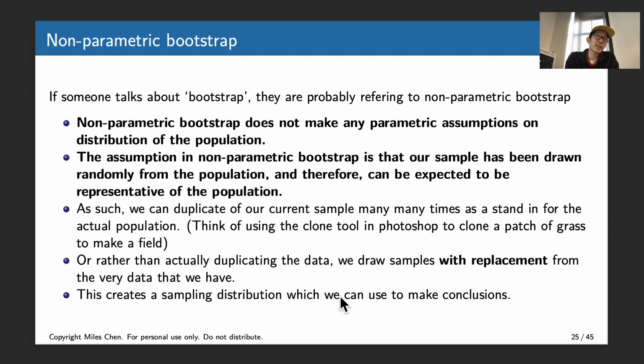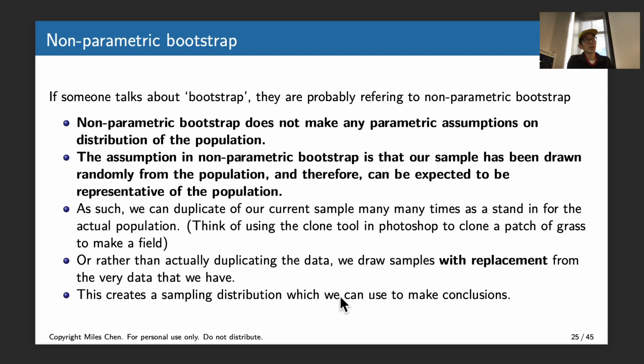You're saying, well, if my sample is representative of the population, or should be representative of the population, then it's reasonable to take my sample, clone it a whole bunch of times, and have that stand in for the actual population, okay? So that's what we're going to do in non-parametric bootstrap: we effectively just clone our sample a whole bunch of times and have that stand in for the population.